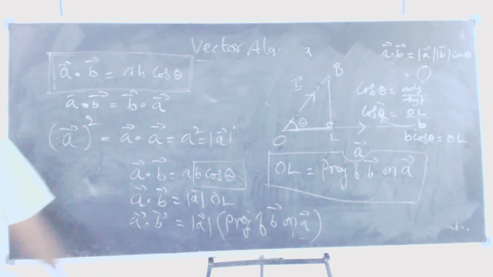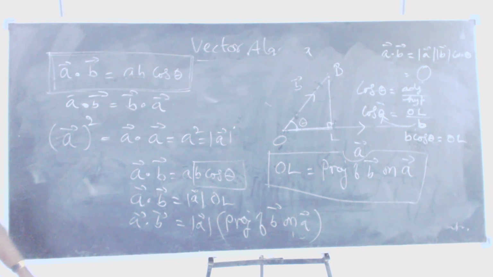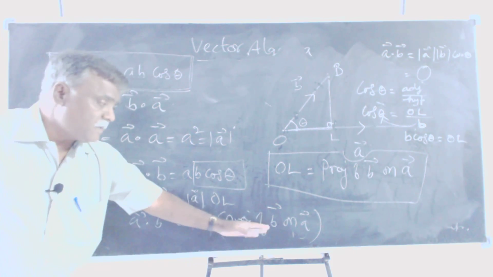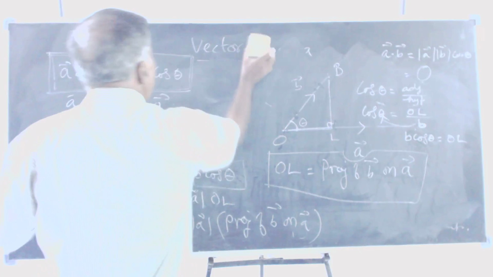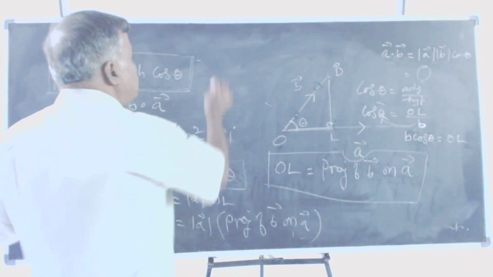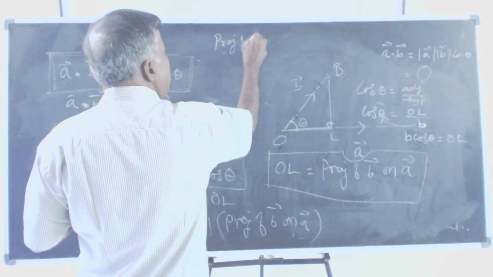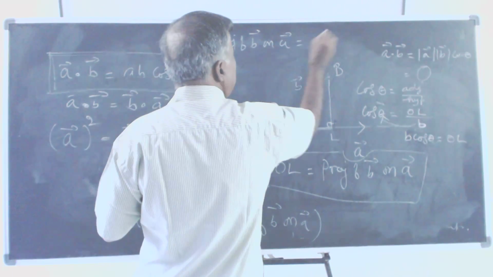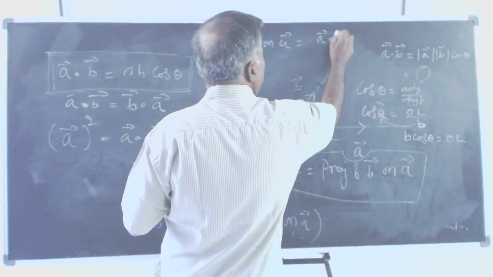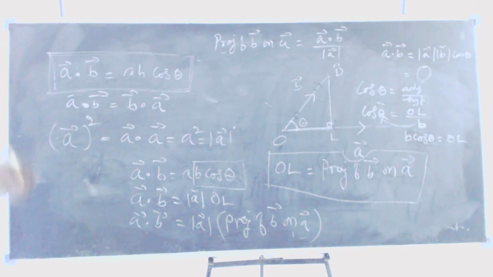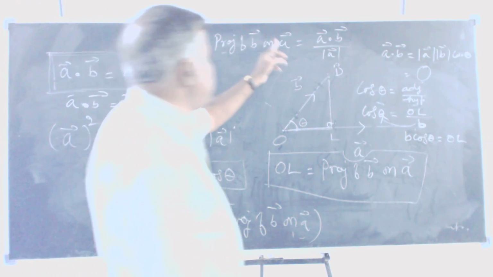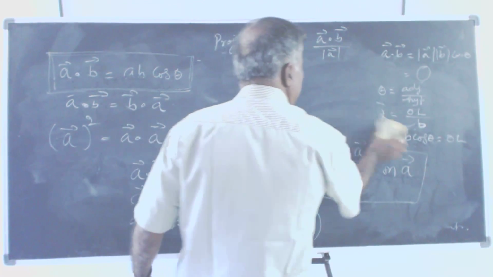From this, I am able to get a formula to find the projection of B vector on A vector. Keep this on the right hand side. This product comes to the left hand side, goes to the denominator. And therefore, projection of B vector on A vector, a beautiful formula: projection of B vector on A vector is equal to A dot B divided by mod A. So we have a projection formula by using dot product.